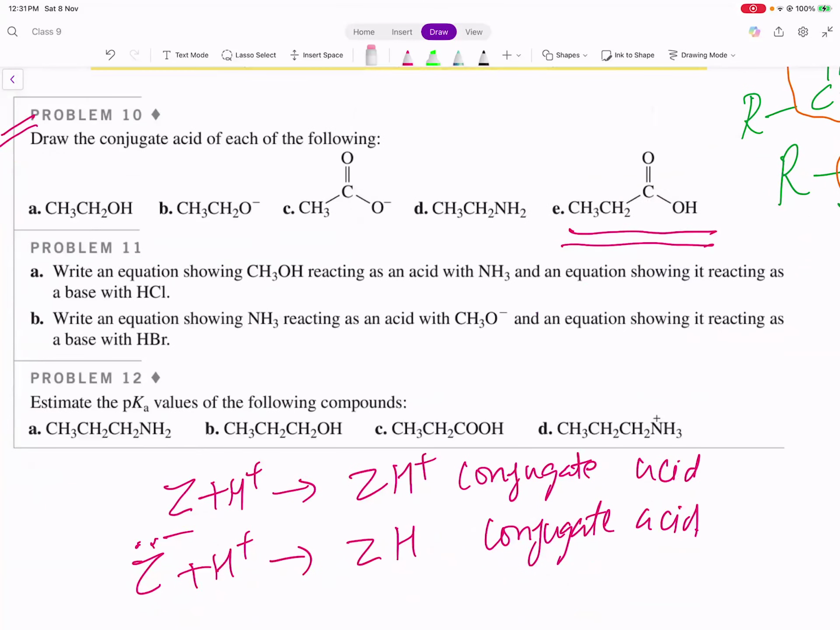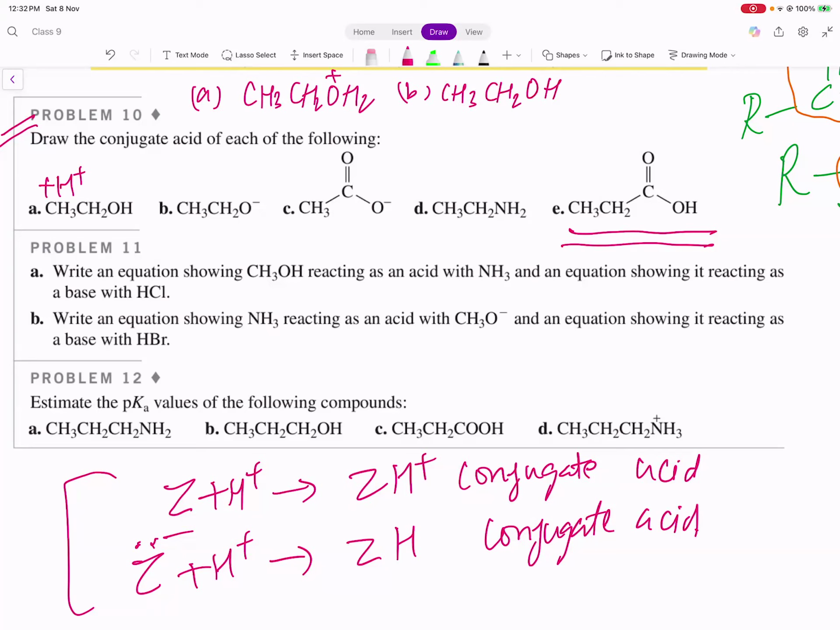See what is happening here. If it is neutral, I've also written here: Z plus H plus gives ZH plus, Z minus H plus gives ZH. Charge must be conserved. So if I'm adding H plus here, for the A, it will become CH3CH2OH2 plus. For the B, since it is a negative charge, when I add H plus, plus and minus become 0. So it will become CH3CH2OH.